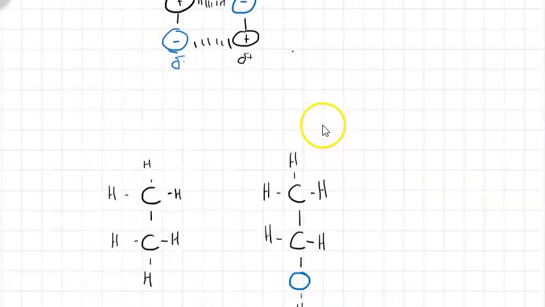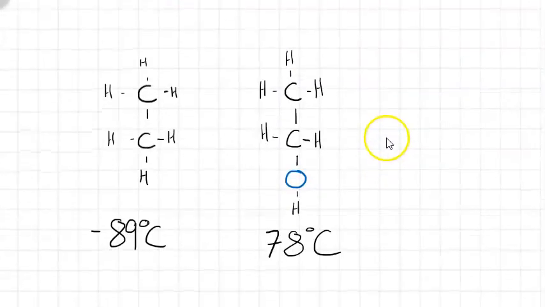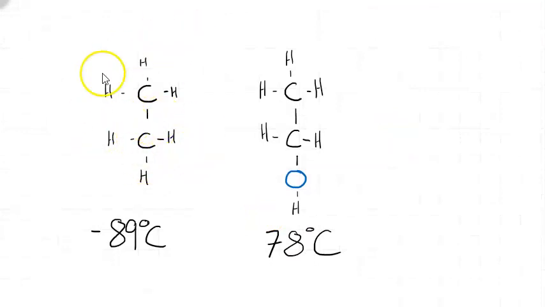So let's have a look in practice what this would mean. If we've got ethane molecules, ethane has a boiling point of negative 89 degrees, whereas ethanol has a boiling point of 78 degrees. So how can we explain the difference in boiling points between these two molecules using the knowledge that we've just got?